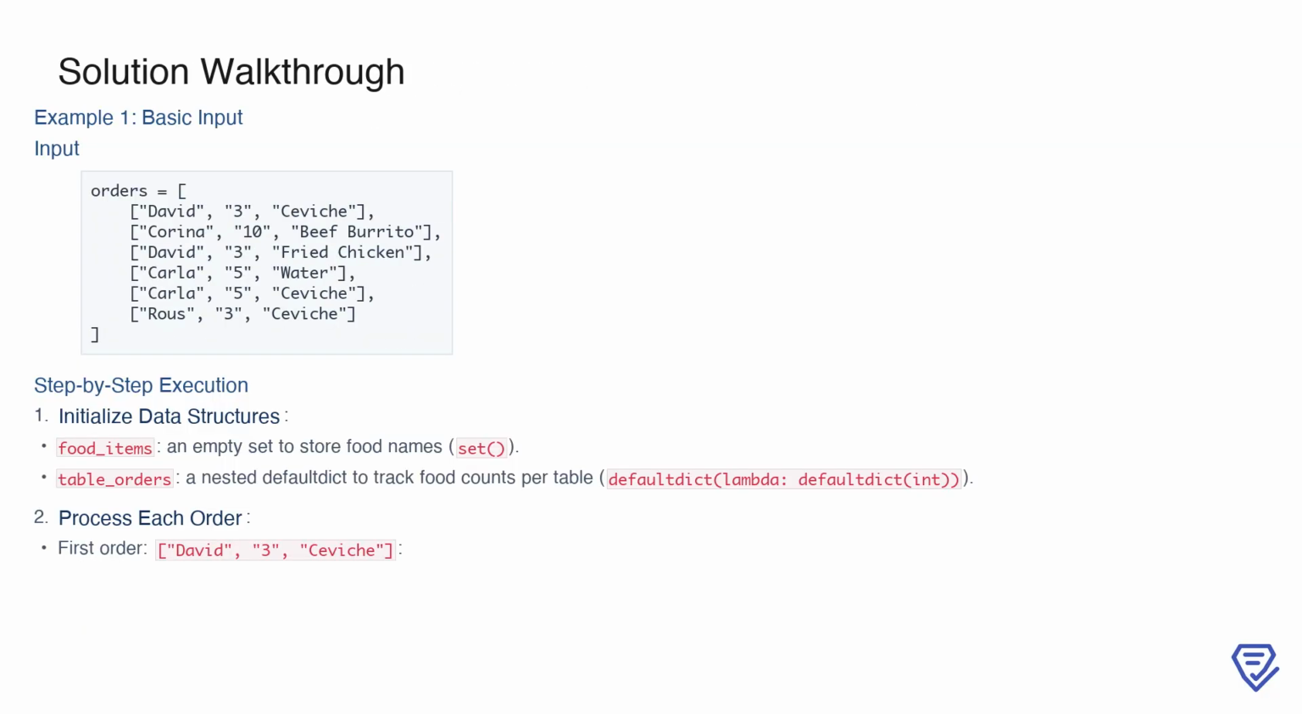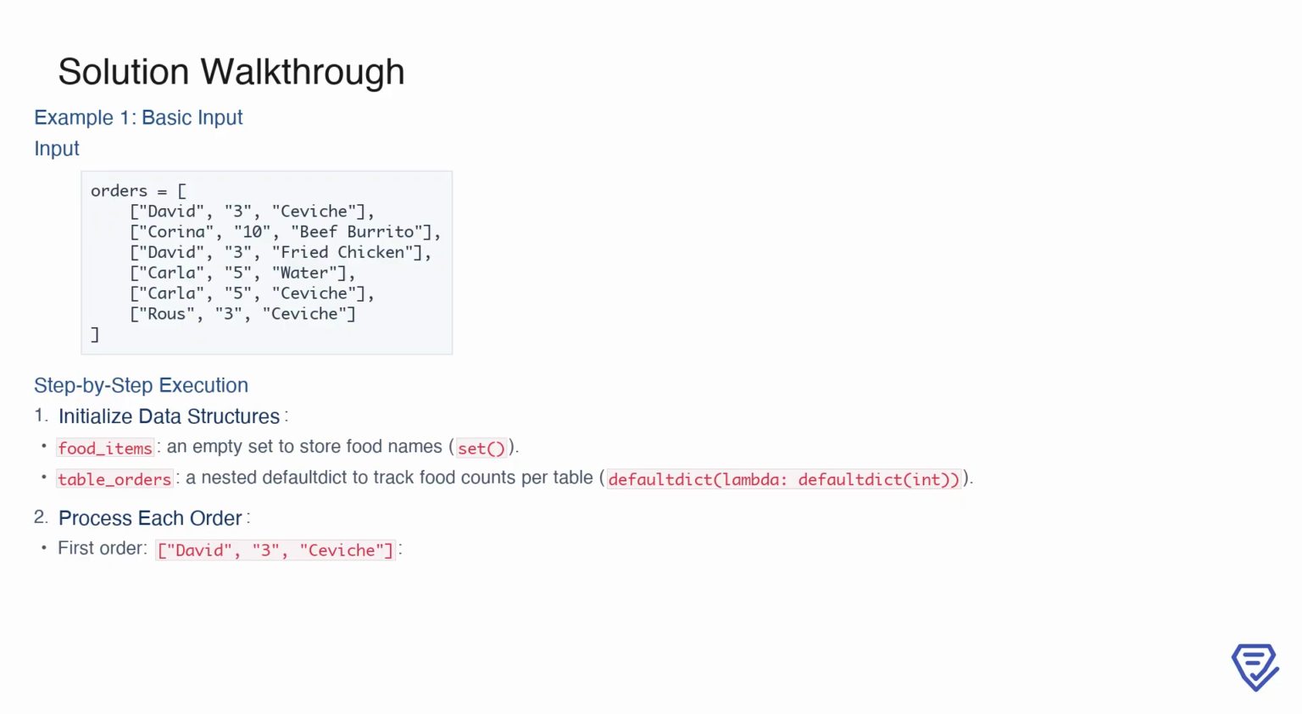To solve this problem, we start by understanding the input structure and setting up the necessary data structures. The orders list contains details about each order, including the customer's name, the table number, and the food item. Our goal is to organize this data into a display table that shows how many of each food item were ordered at each table. First, we initialize two key data structures, food_items, an empty set to collect all unique food names, and table_orders, a nested default dict to count how many of each food item were ordered at each table.